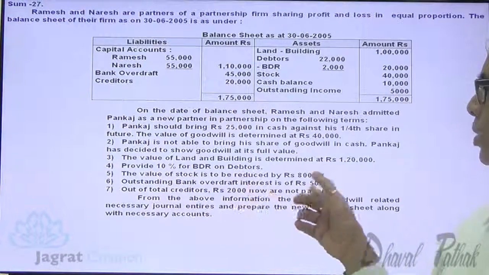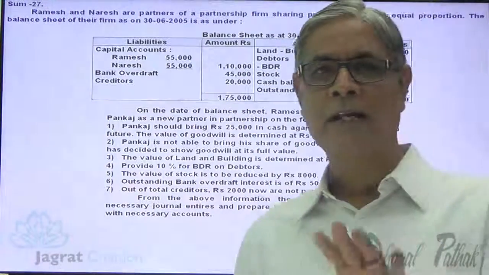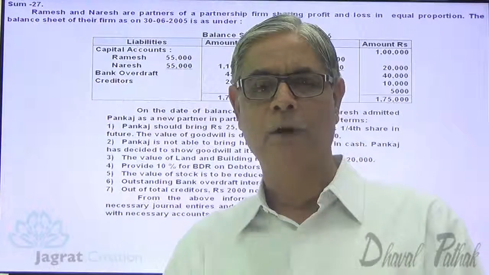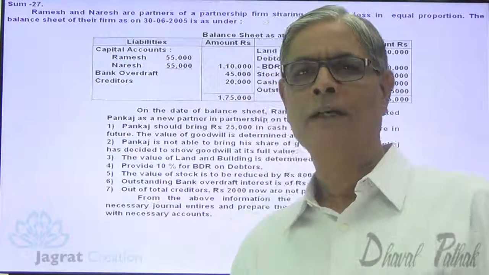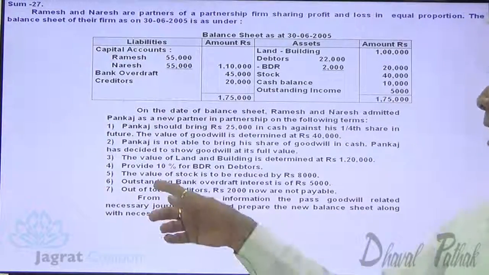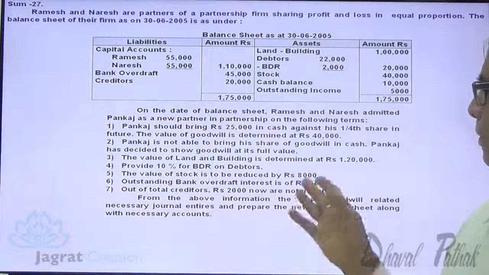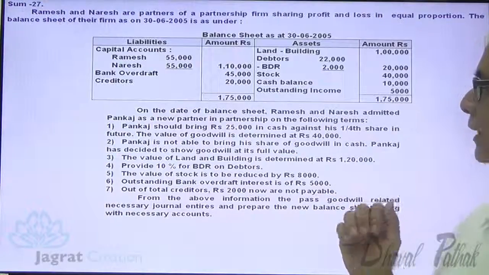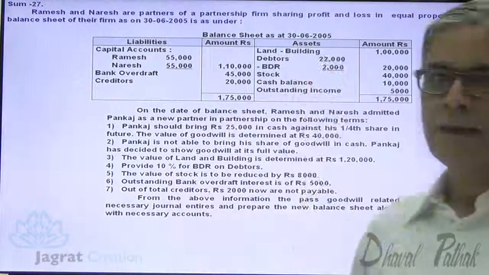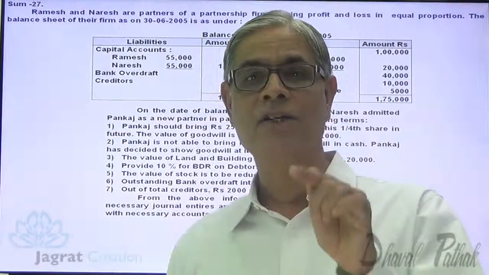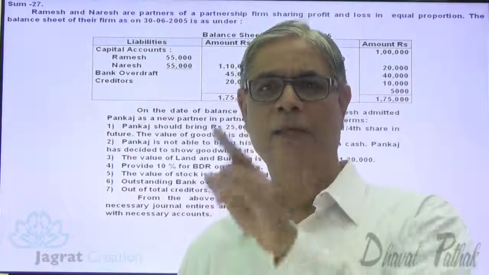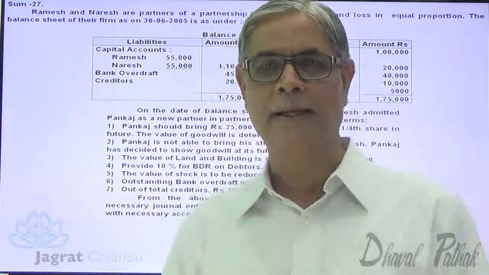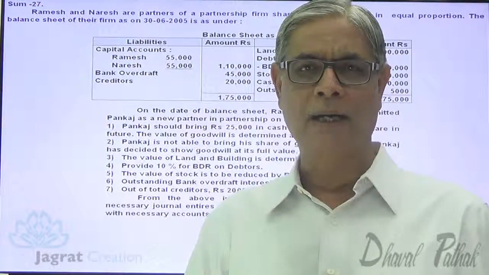The value of stock is to be reduced by 8,000. Decline in value of stock is a loss, debited to revaluation account, and the reduced value of stock will be reported in the balance sheet. Outstanding interest on bank overdraft is 5,000. Bank overdraft is 45,000. Outstanding interest is an increase in liability. That liability will be reported in the balance sheet.